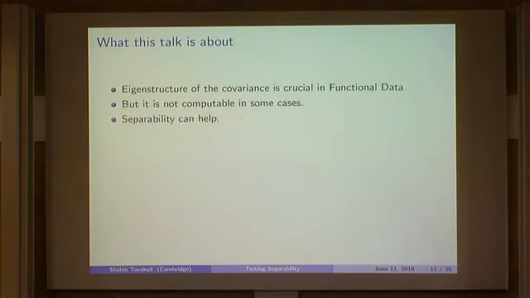Good. So what I've said so far is that the eigenstructure of the covariance is really crucial in functional data. It is not computable in some cases, but what you can do is assume that the covariance is separable, and that can happen.